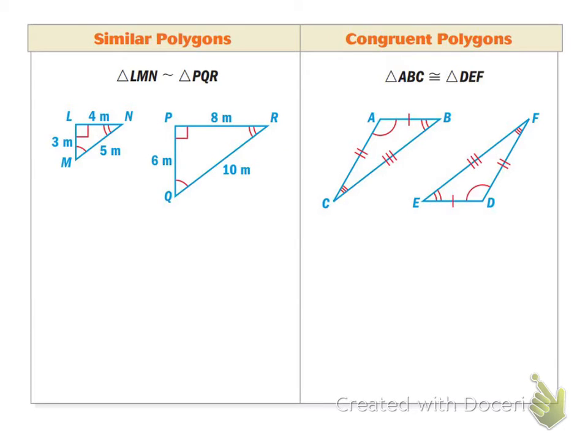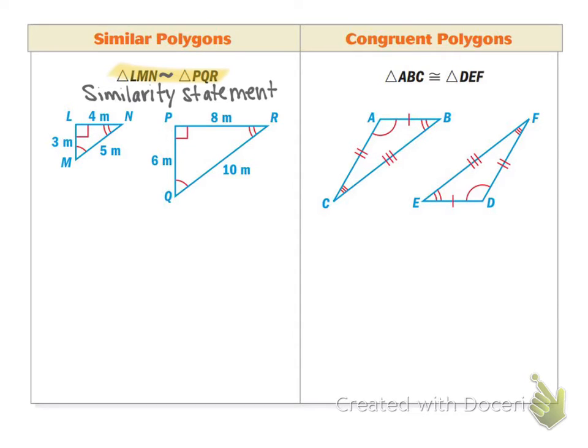Starting with similar polygons, go ahead and highlight this statement here. We call this the similarity statement. And it states that this triangle is similar to this triangle. That's all that means, is a similarity statement. So if I asked you to make one, you would say triangle blah blah is similar to triangle blah blah. All right, so here's what we know about similar polygons, and you can kind of see it in the picture.